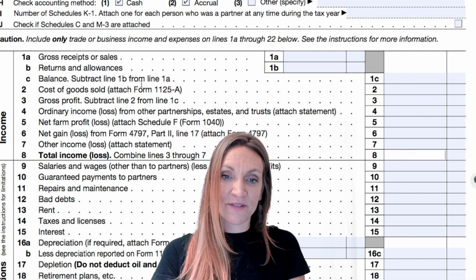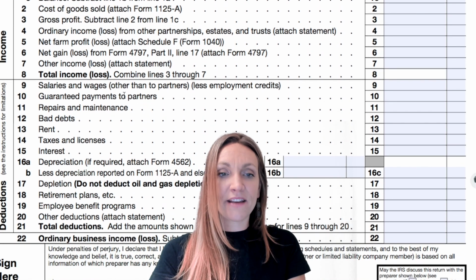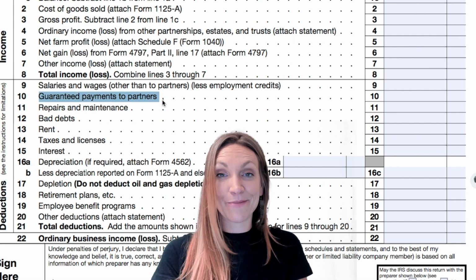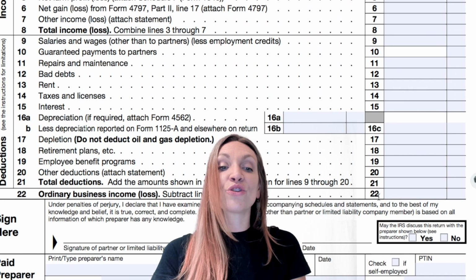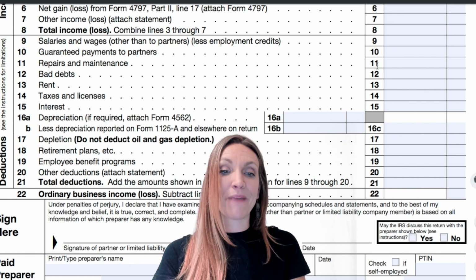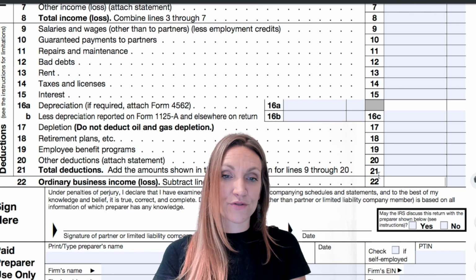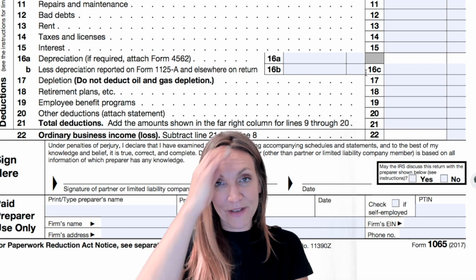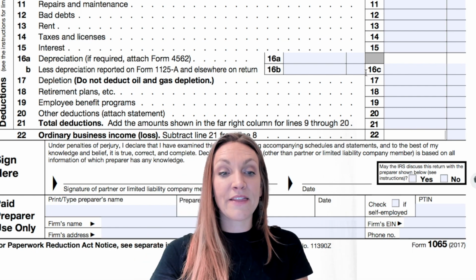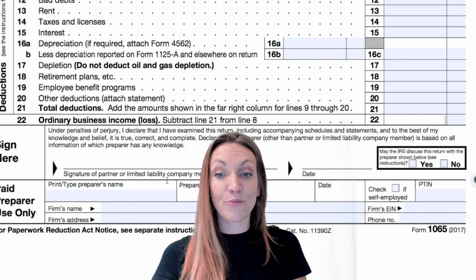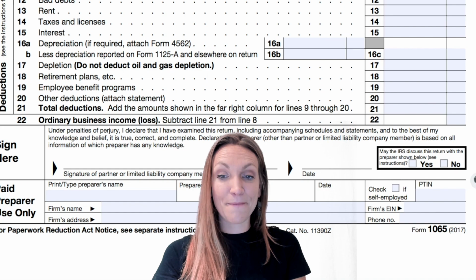There's a few other types of things listed, and guaranteed payments to partners. If you get a salary for working in the business as a partner, that's reported here. And your ordinary income won't include that amount. So if it doesn't match exactly, don't let that confuse you. Any other expense that the business has can be reported, and then someone from your LLC or your partnership will need to sign the return here.